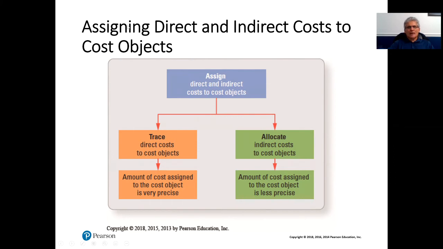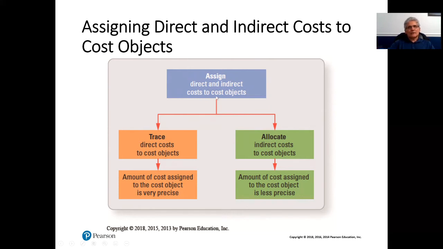There are going to be some costs that we can't do that with. So for example, let's say we manufacture 500 different items, and we have a manager that is overseeing all of it. If the objective or cost object is the product, then it's going to be difficult, if not impossible, to trace the manager's cost to every single one of these products, these units, if we're producing 500 different units.